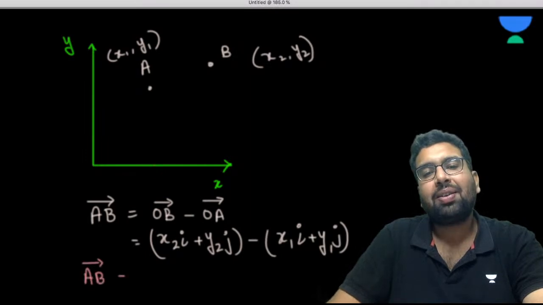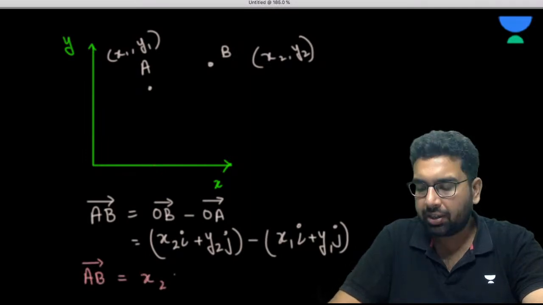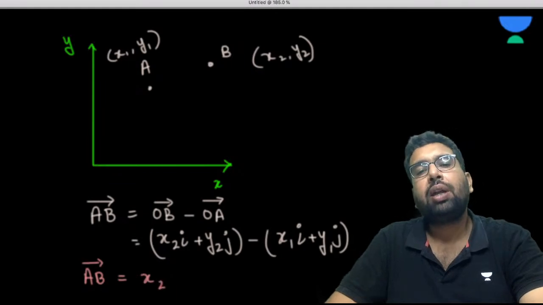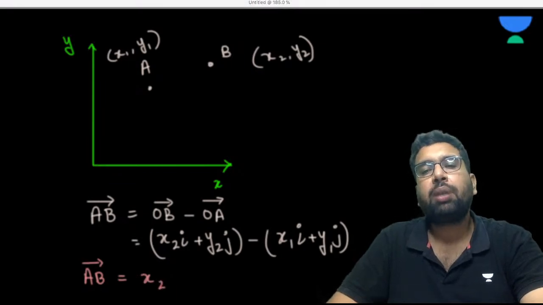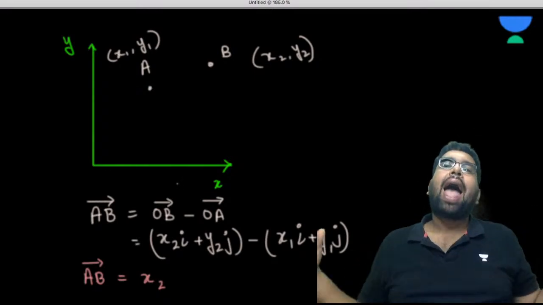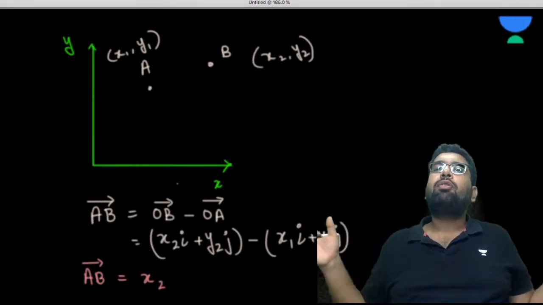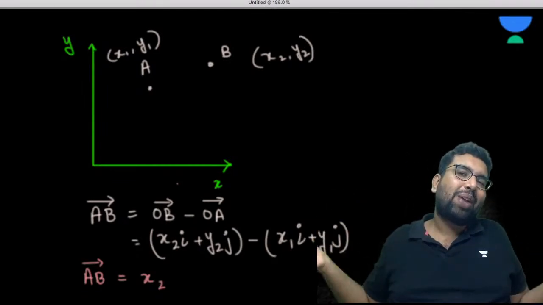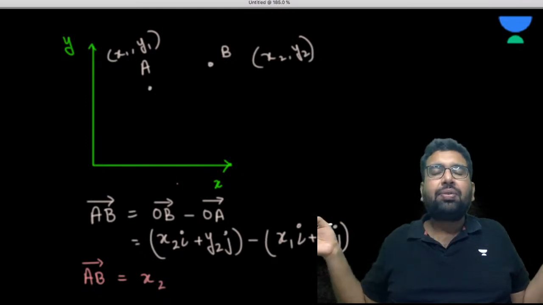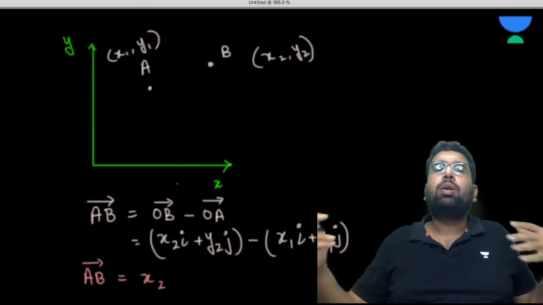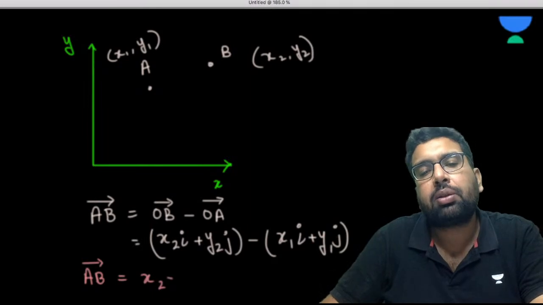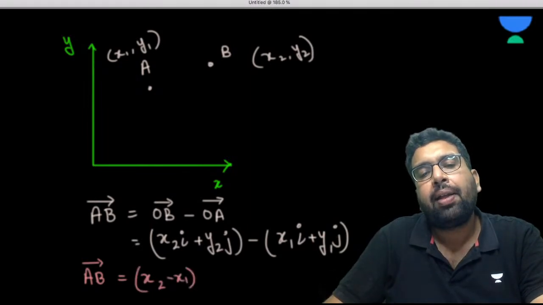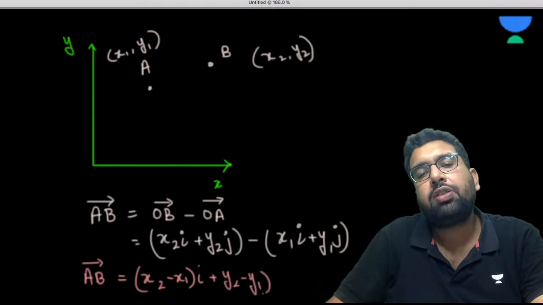AB vector is equal to, so see, we learned addition and subtraction in Cartesian form. How do we add and subtract in Cartesian format? We simply have to add the i terms, add or subtract the j terms, and add or subtract the k terms. The terms with the same unit vectors can be added or subtracted. So we can simply write (x2 minus x1) i plus (y2 minus y1) j, right? This is going to be the vector.